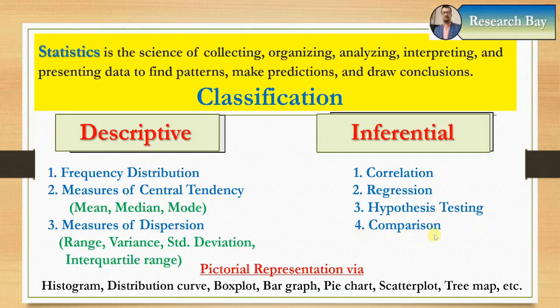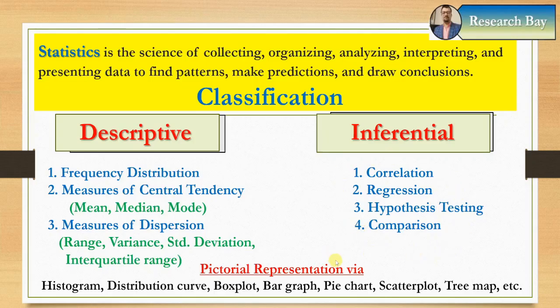Then comparison, as you do in case of mean comparison, when you are doing ANOVA, analysis of variances. Now, in ANOVA, though we say it's analysis of variance, actually we are comparing the means through the variances of the data sets, through the variances of the groups involved in the analysis. So, these are few of the techniques which are used for inferential statistics.